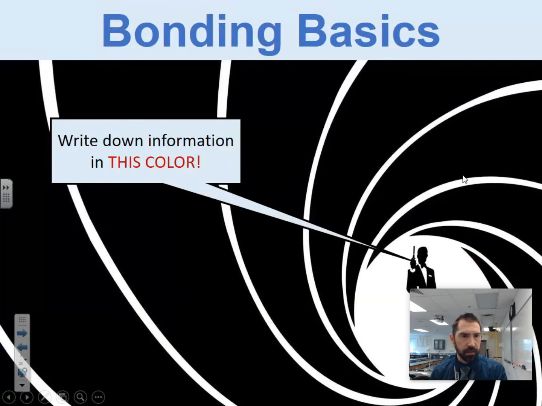But we're going to start to kind of look at the basics of bonding here. So focus on what's in red. And again, I highly suggest writing this down so you can go back and quiz yourself and study for the next unit test.